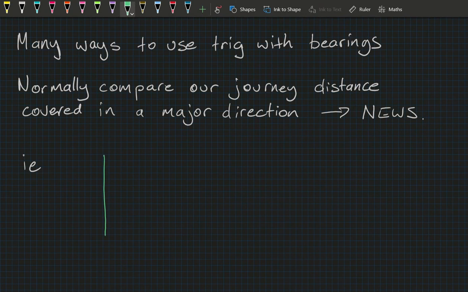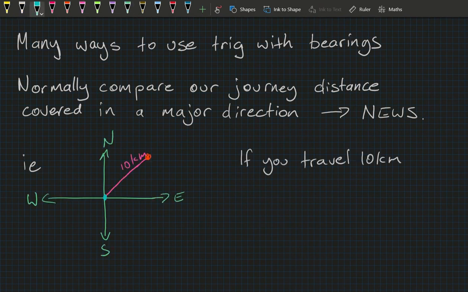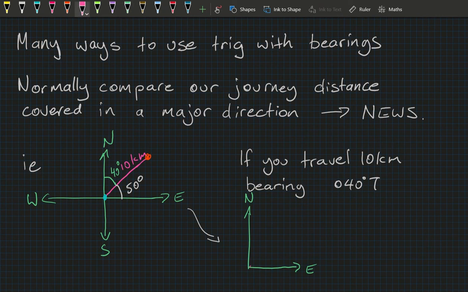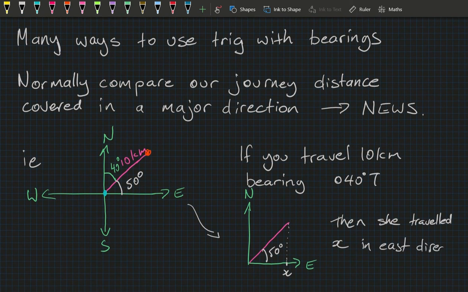So for example, let me just draw a compass and map out a journey of 10 kilometres, bearing 040. I could mark in the 40 degrees in relation to the bearing, or I could also mark in the 50 degrees, which is actually more relevant to the east direction. And we could use either one of those angles to discover how far north or east she's travelled. So for example, if I use that 50 degree angle, we could create a triangle with these 50 degrees and say that she's travelled X distance in the east direction.